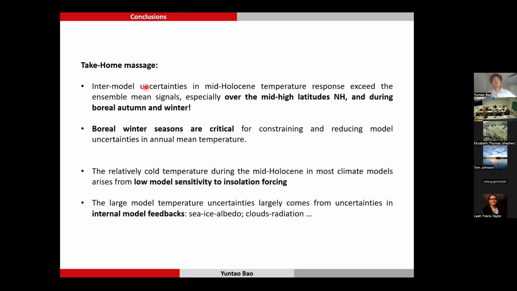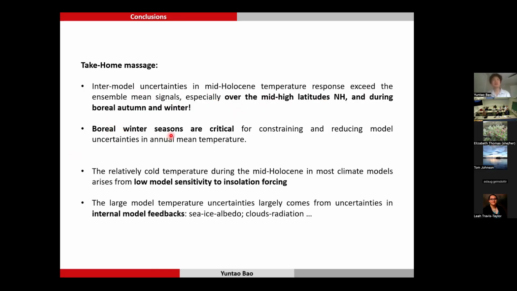So let me give some conclusions here. The first conclusion is that the intermodel uncertainties in PMIP4 mid-Holocene temperature response, especially the annual mean temperature and the boreal autumn and winter temperature, exceed the ensemble model signals. And these large uncertainties are especially located over the mid-high latitudes in the Northern Hemisphere, related to polar amplification.